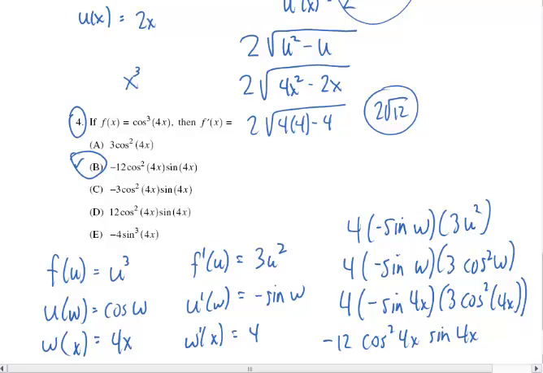If you analyze the other answers, you could see that those are good possibilities, but they may have forgotten a step of the chain rule.